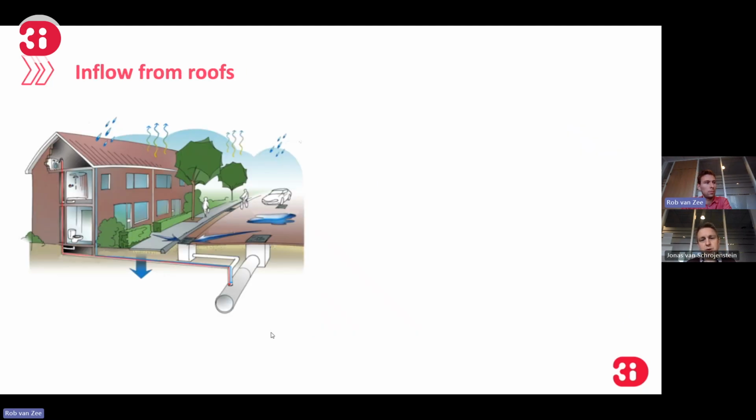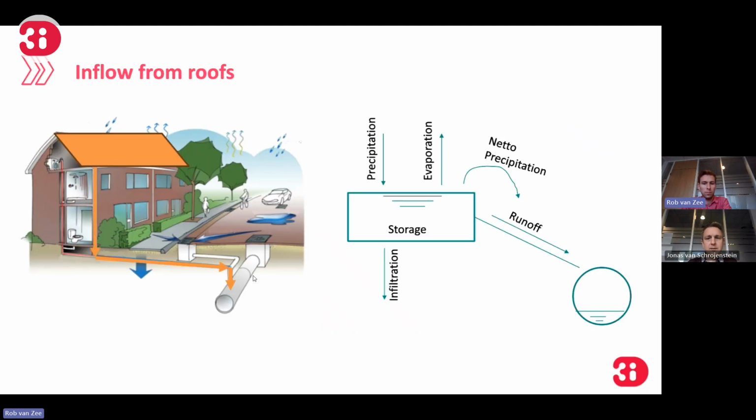So how does that work? The inflow from the roofs. Basically, if there's any water going on the roof, there is a very simple formula that is being used. As a user, you can define the storage, the evapotranspiration and the infiltration. Based on the precipitation, some netto precipitation runoff will be computed to the inflow in the sewer system.